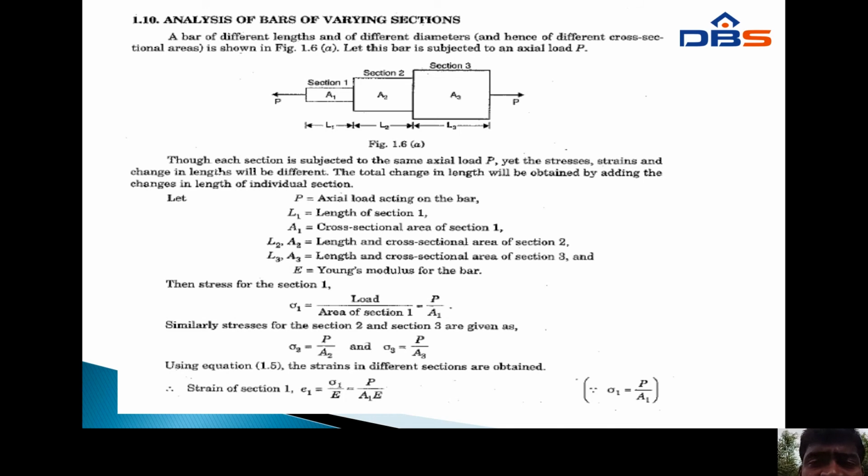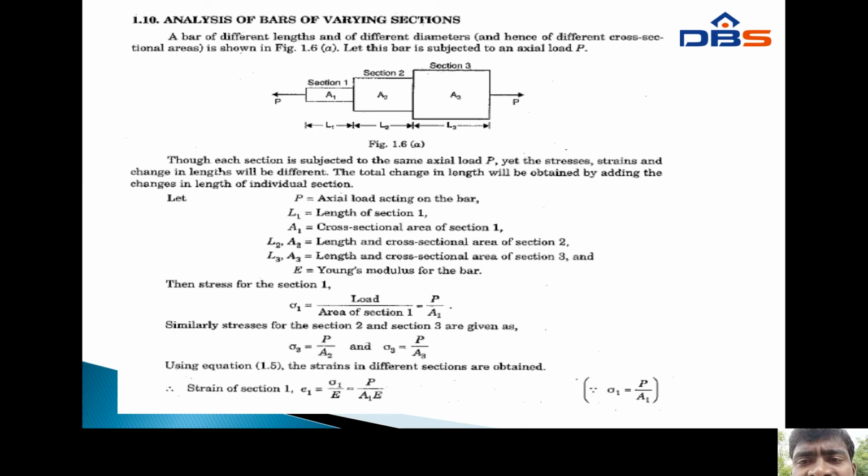Section 1: the diameter is D1, length is L1, area is A1. Section 2: the diameter is D2, area is A2, length is L2. Next, section 3: area is A3, diameter is D3, length is L3. The load P is applied on both sides. Each section is subjected to the same axial load.